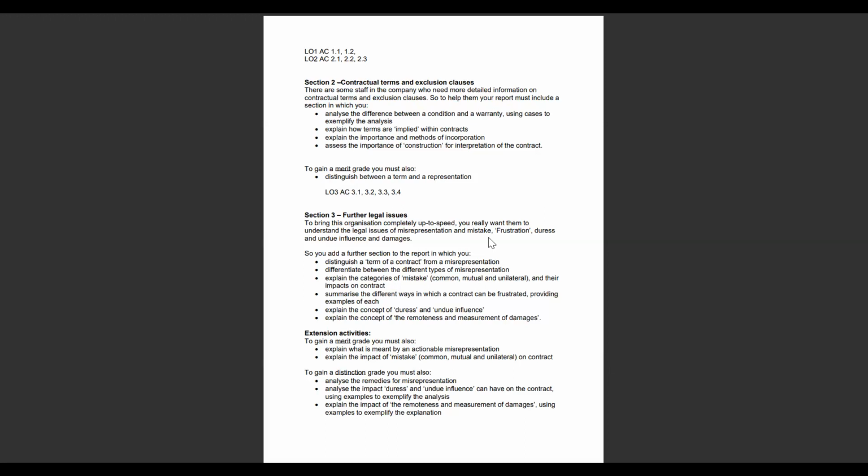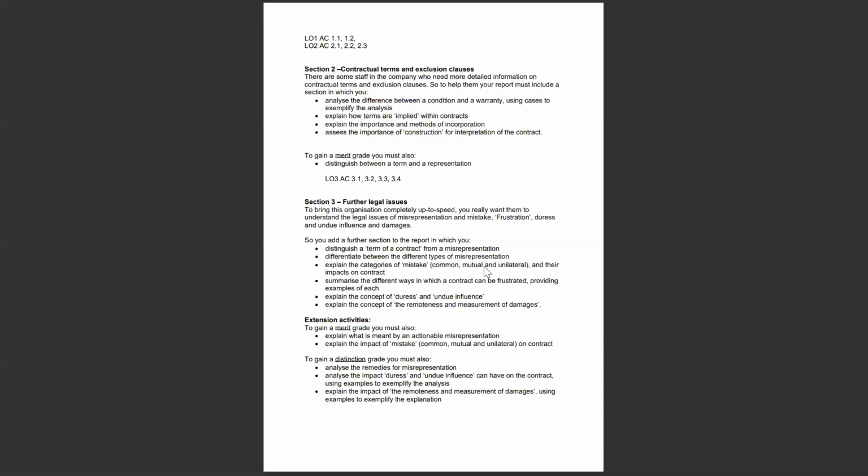You need to also explain how terms are implied within contracts. You need to explain the importance of methods of incorporation. You also need to look at assessing the importance of construction for interpretation of the contract. To gain a merit grade, you must also distinguish between a term and a representation. And again, I will say make it clear where you identify your extension activities. So you need to look at AC 3.1, 3.2, 3.3, and 3.4.